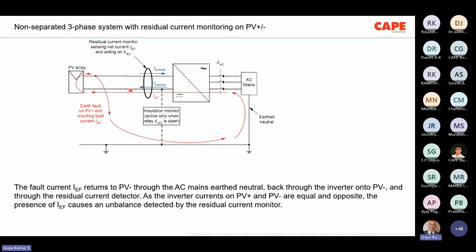Now, most of the PV inverters which we use in our system don't have electrical separation. That means they are transformerless. There is no transformer inside. In that case, you can see here, there is a PV array. The negative is connected, the positive is connected to the AC mains. Now you see here the AC mains, the transformer star point is connected to earth. It's an earthed system. The idea is, in case of an earth fault on the DC side, the current will return to the system through the route which is shown here. So the current is flowing in this fashion.